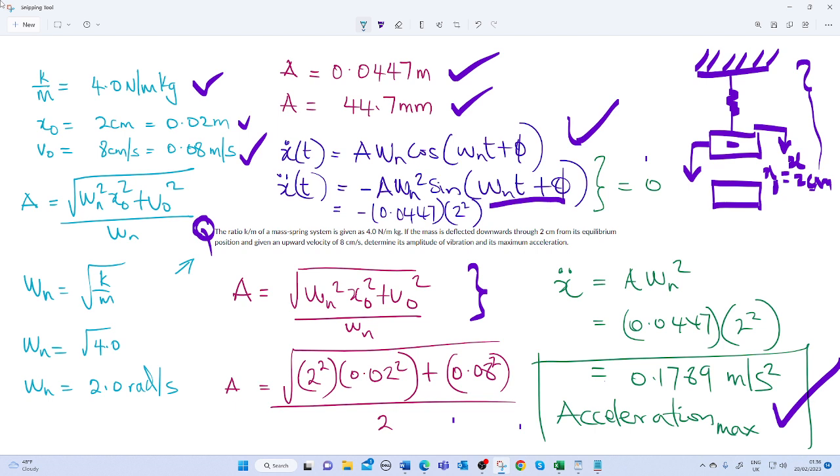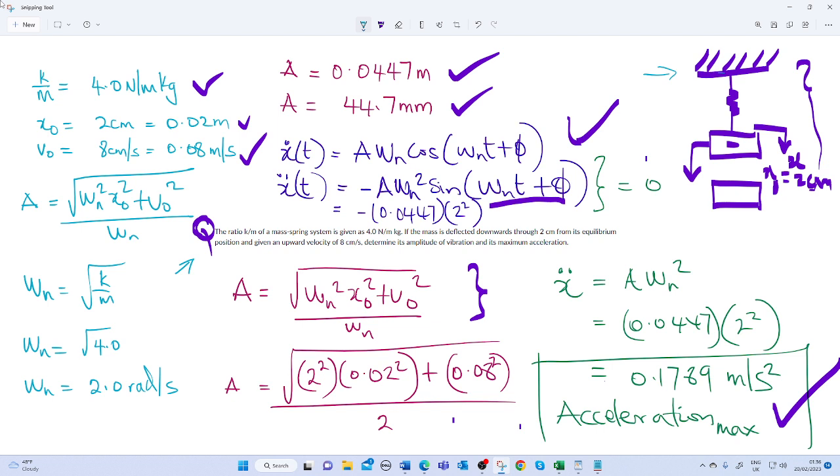Now we can represent our question with a schematic of a single mass spring system suspended from the diagram above and is being excited up and down. So for us to calculate the amplitude and the maximum acceleration, let's pull out all our parameters.